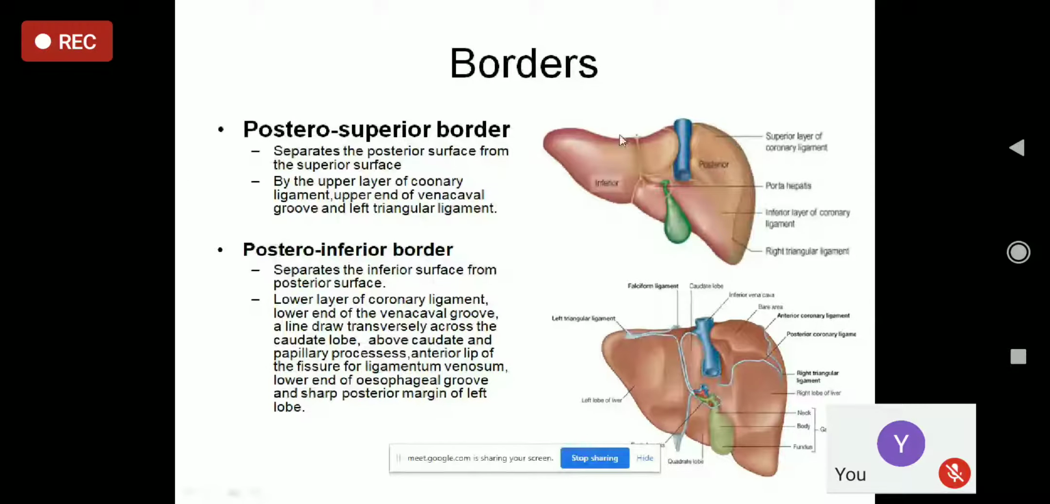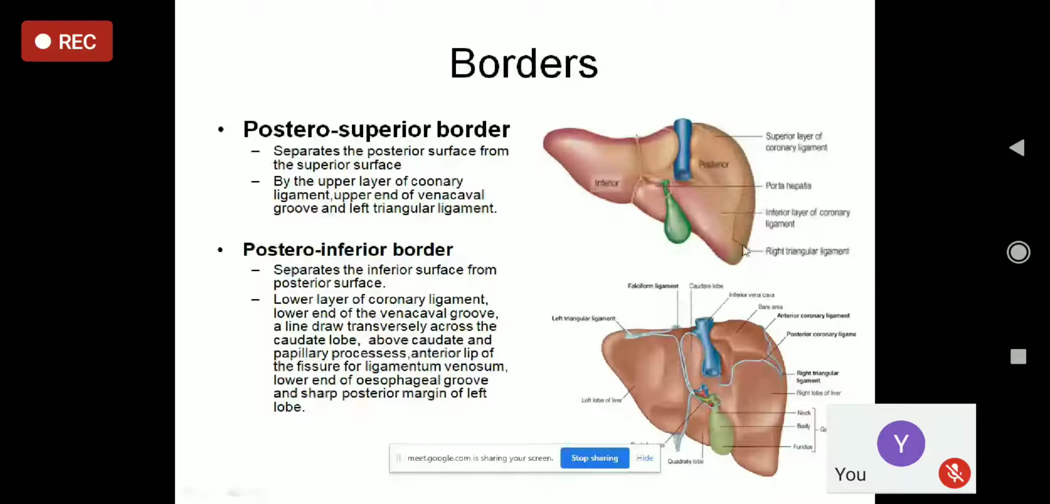Here, the left triangular ligament is not so prominent. So this is the left triangular ligament. I'll repeat this again. It extends from the upper layer of the coronary ligament, the upper part of the inferior vena cava and the groove for the vena cava, then to the left triangular ligament. Or you can see here, from here it goes like this, and this is the left triangular ligament.